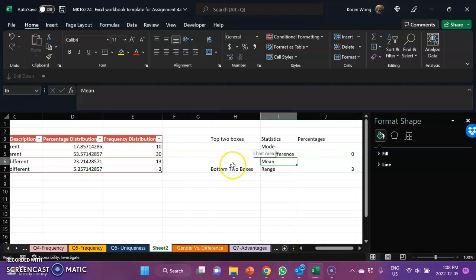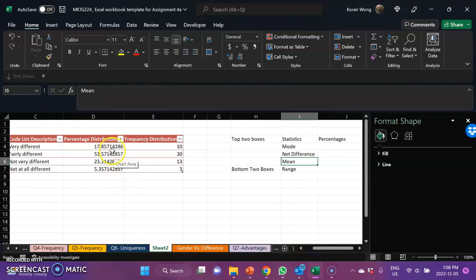And why researchers love the top two boxes is because they will know the two top ones that the customers have picked out for their surfaces. So is the surface very different? Does it have a large advantage, small disadvantage, or no advantages?